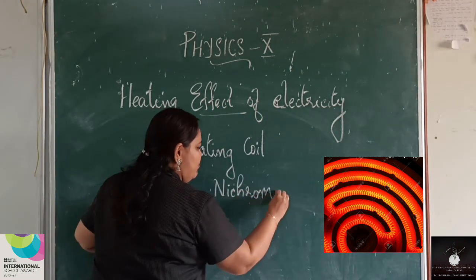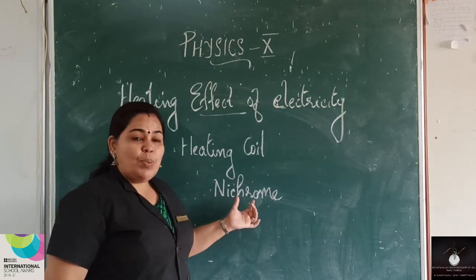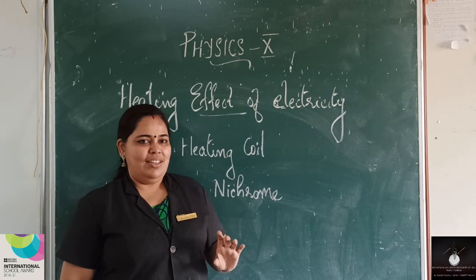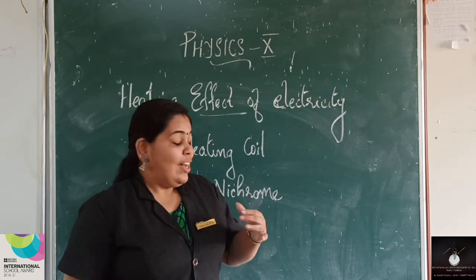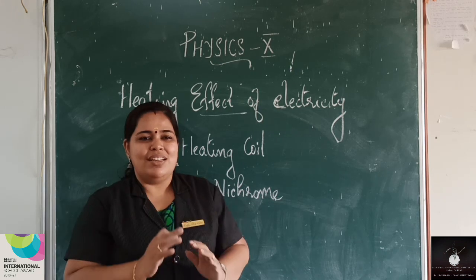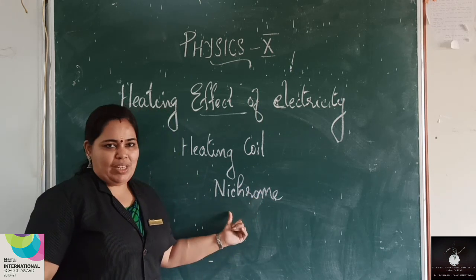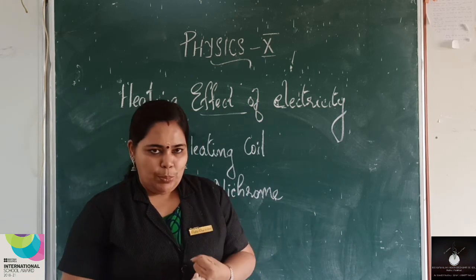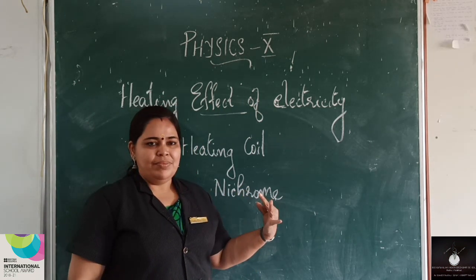Nichrome is an alloy of nickel, chromium and iron. This nichrome is an alloy. അതായത് മൂന്നെണ്ണം കൂടി ചേർന്നതാണ് ഈ നിക്രോം എന്ന് പറയുന്നത്. Okay, what is that? It is nickel, chromium and iron.